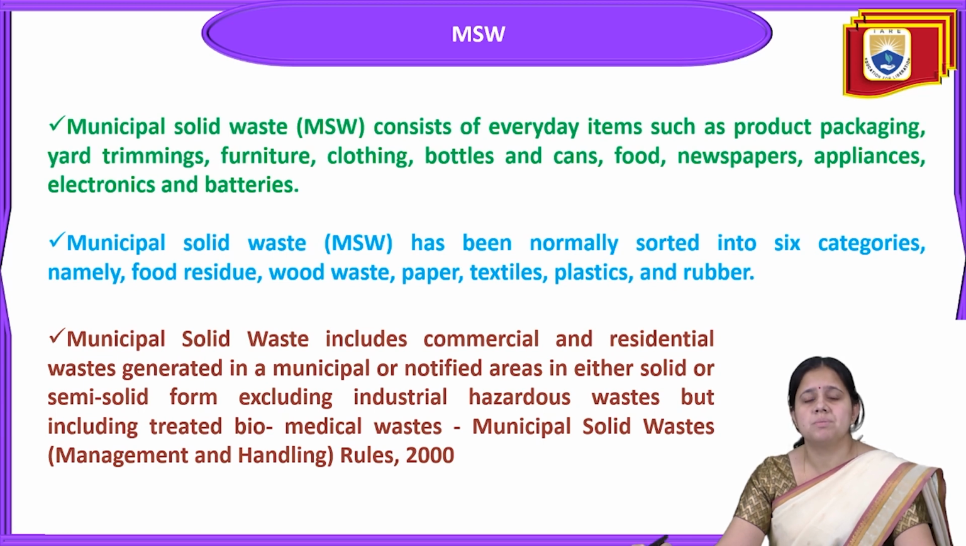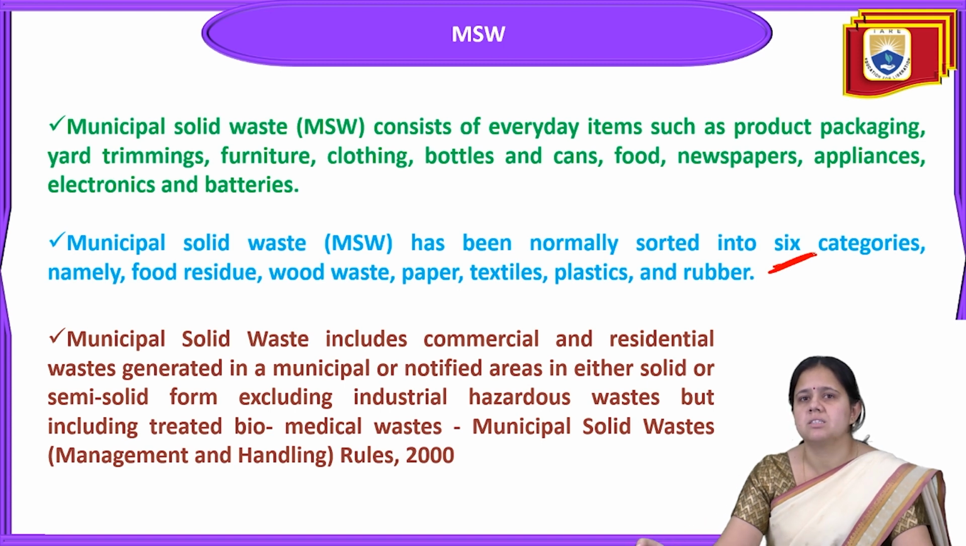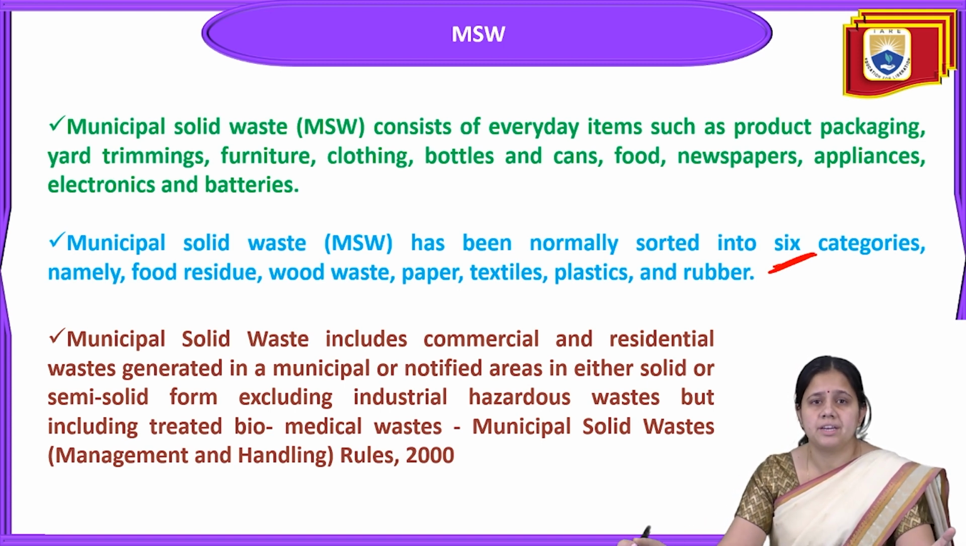First of all, as we have already discussed many times, municipal solid waste is the waste generated from residential areas, like paper waste, yard trimmings, furniture, clothing, bottles, cans, food, and newspaper. Waste generated from our household or residential activity is called municipal solid waste. Normally, from household areas alone, it is categorized into 6 categories.